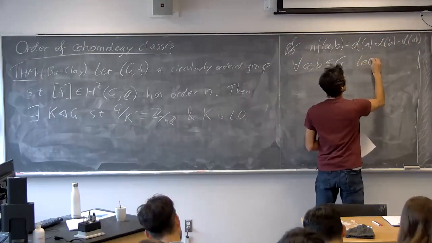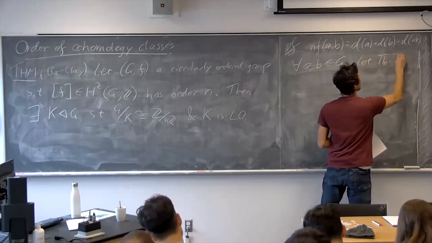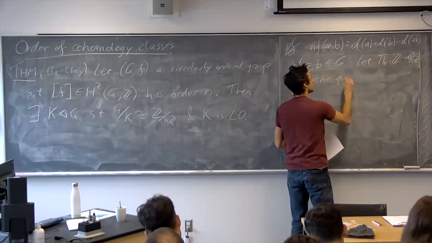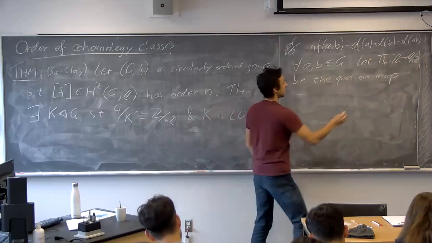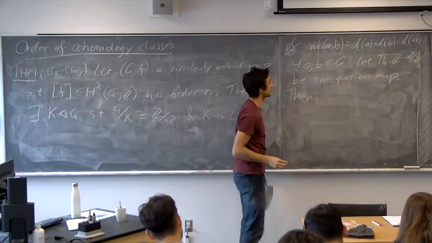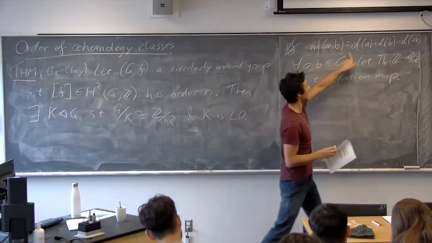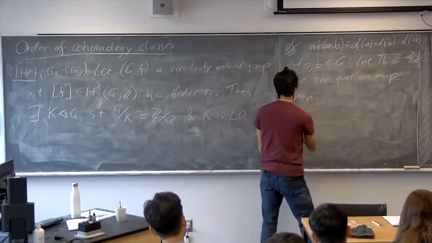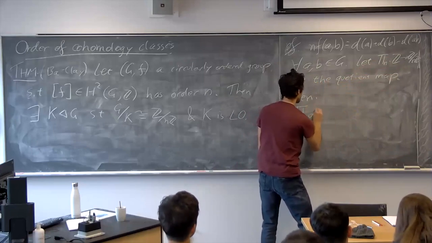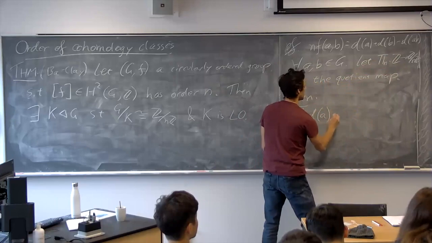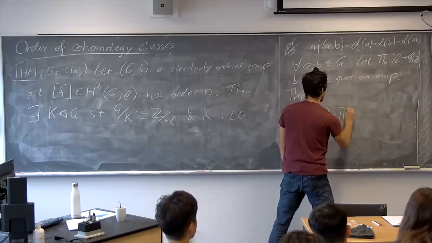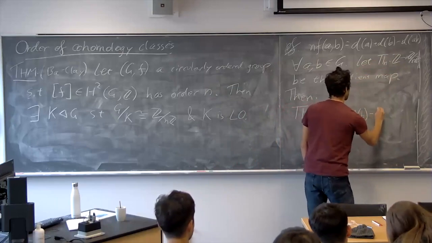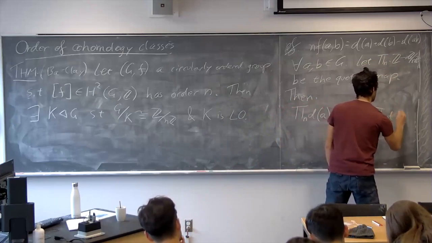Now let's let pi n from Z to Z mod nZ be the quotient map. Then we have the following situation. I can look at D composed with pi n, so pi n of D of A plus pi n of D of B minus pi n of D of AB.